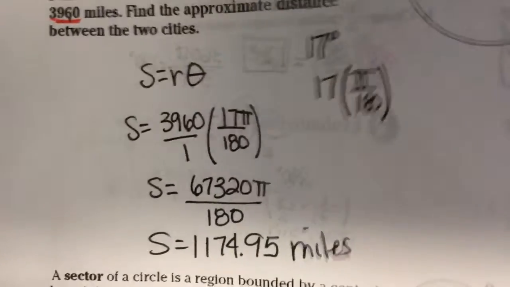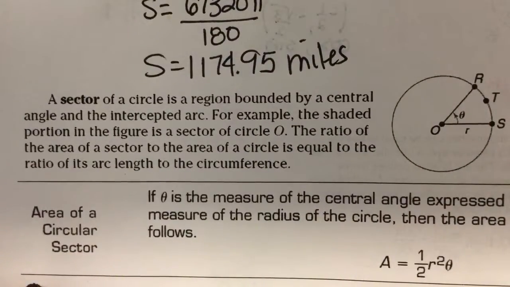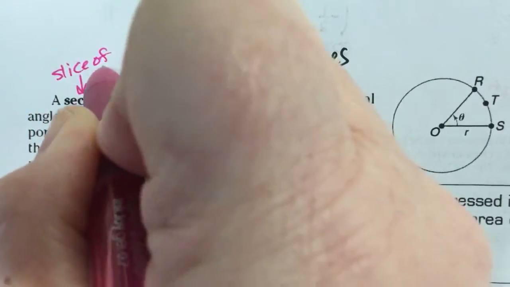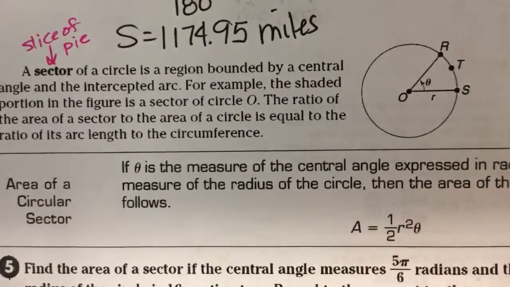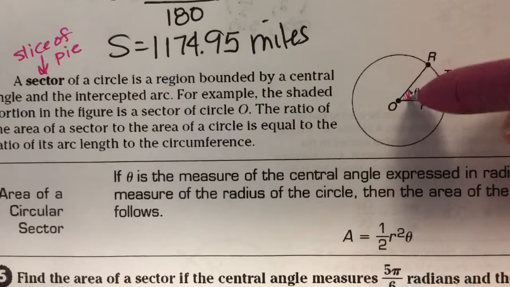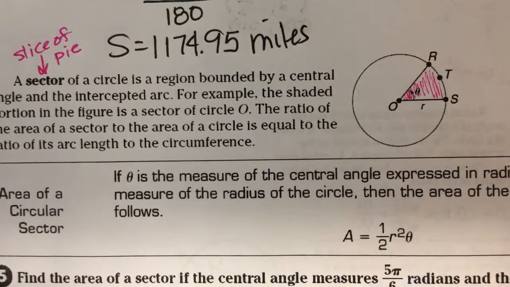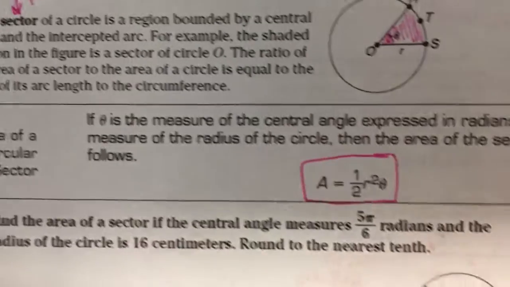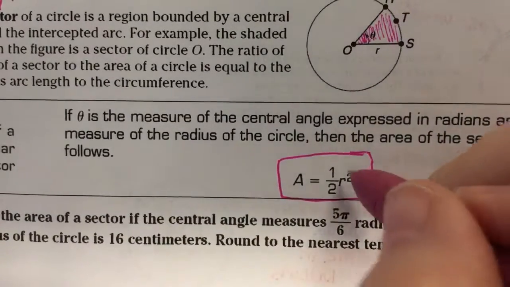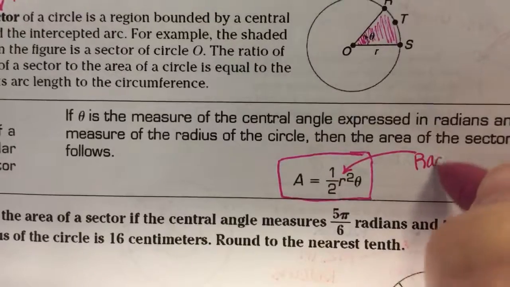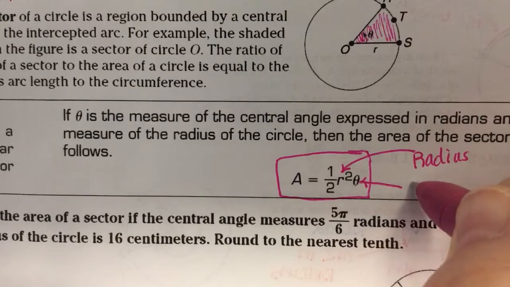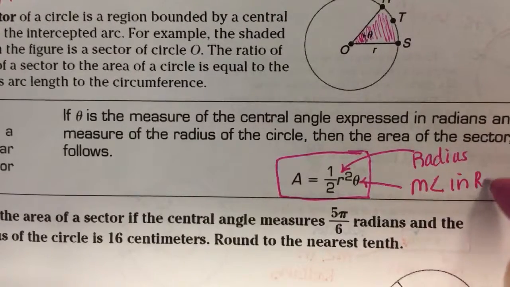Let's look at the next one. Okay, the next part is a sector. Sector is a fancy word. Just think of it as a slice of pie. It's like if I cut this little piece out, I want to know this entire area for just that slice that I took out. That's my formula. R is still going to be my radius. Theta is still going to be in radians, the measure of the angle in radians.